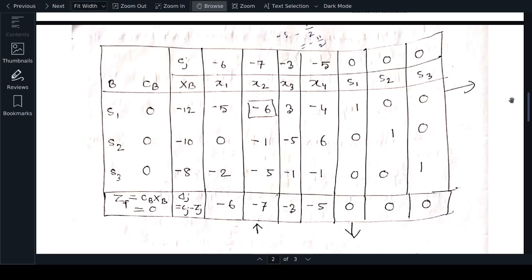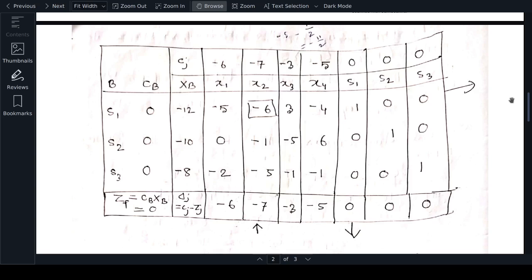So here you see minus 12 is the most negative value. Minus 12 is present in which row? First row. So our S1 row will be the key row. Clear? You see here we did not calculate the minimum ratio. So S1 is our minimum ratio row. Just remember, S1 is the minimum ratio row, right? Next, we find out the incoming vector.